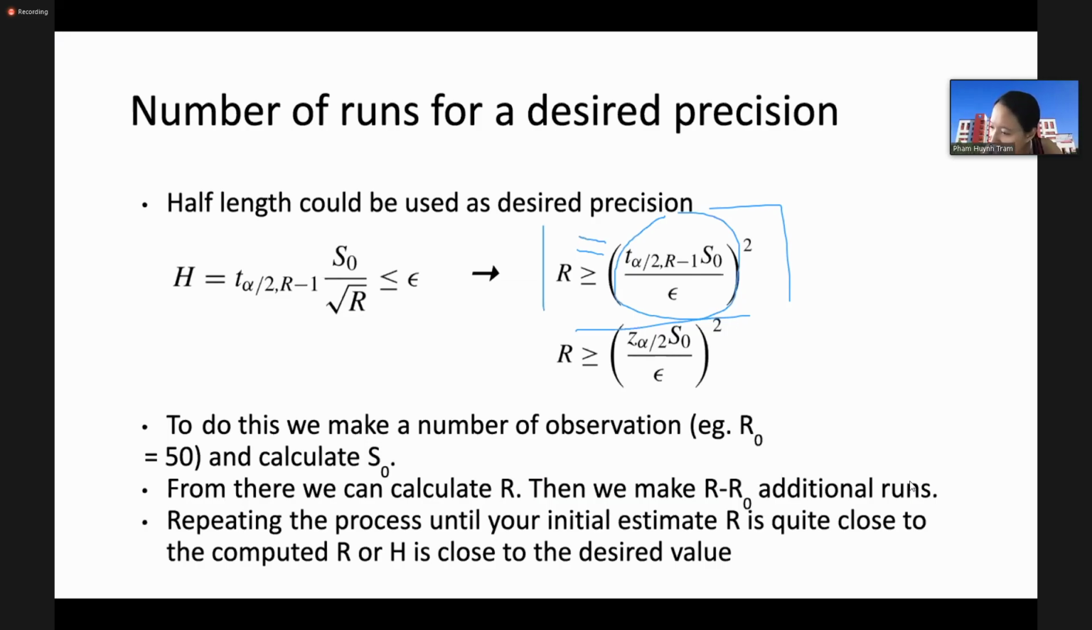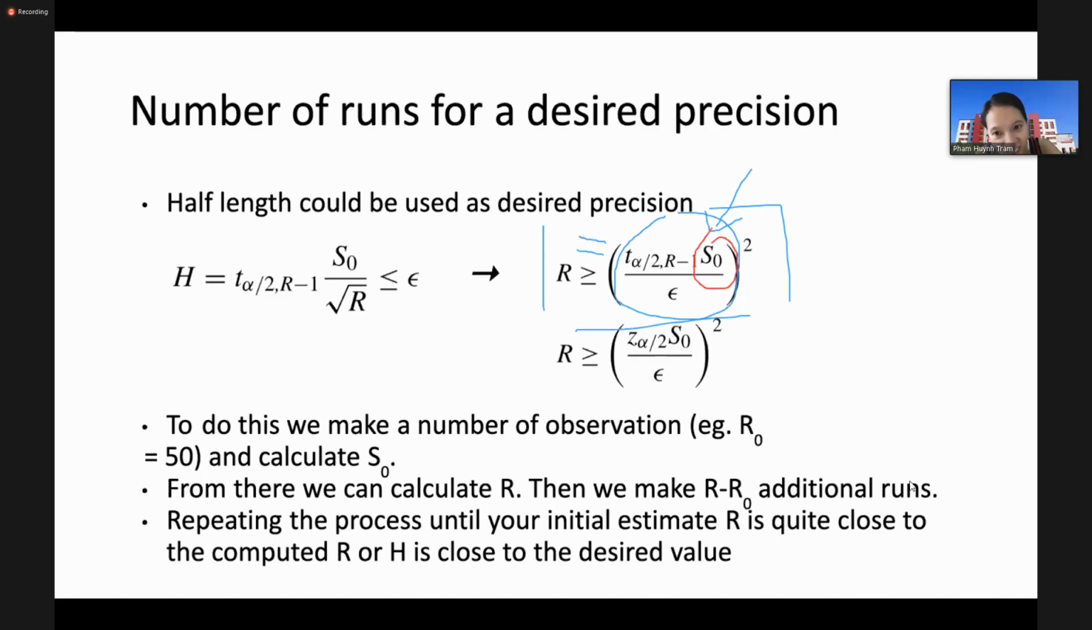But let's look at this equation. How do we compute this one? Okay, epsilon we know, because this is the value we want. It is given. Epsilon is given. But how about this one? What is the S here?